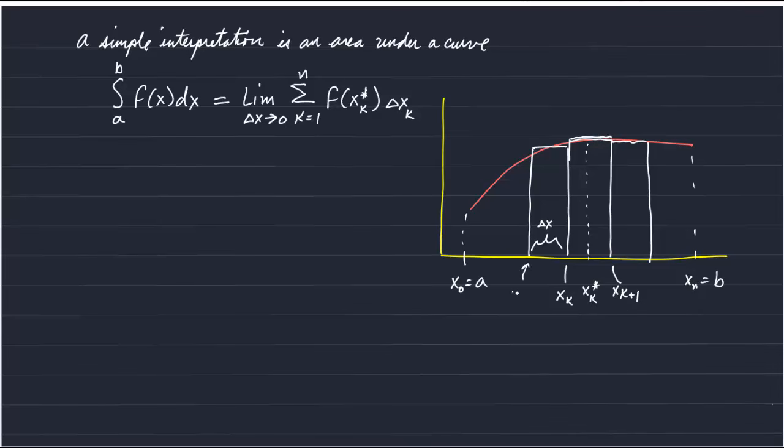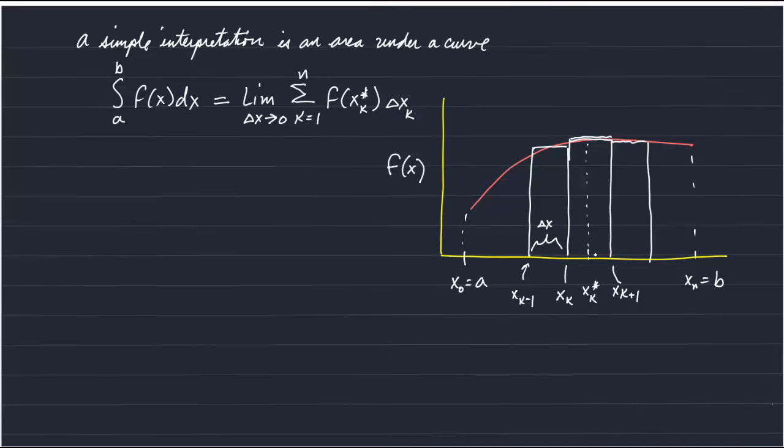And this would be x sub k minus 1. Okay, and the y-axis here is f of x. So each element of this area is the width, delta x, times this height evaluated at this special value x sub k star. So f at that value times the width gives a small increment of area.